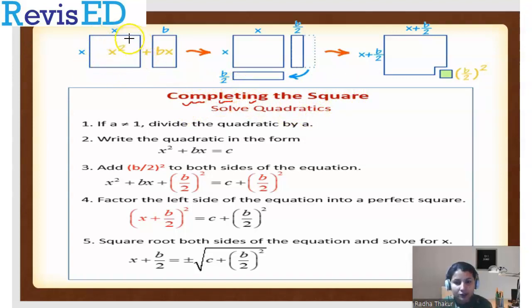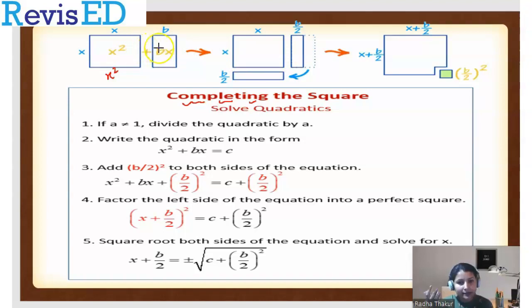Look at this picture. First, this is a square. You know the area of a square is side multiplied by side, x square. Its sides are x and x, suppose. Then we are adding plus bx. This is the form of a quadratic equation: x square plus bx equals c. So this is x square, the area of the square. Now we are adding bx, and we are completing this square only. We are making a square.